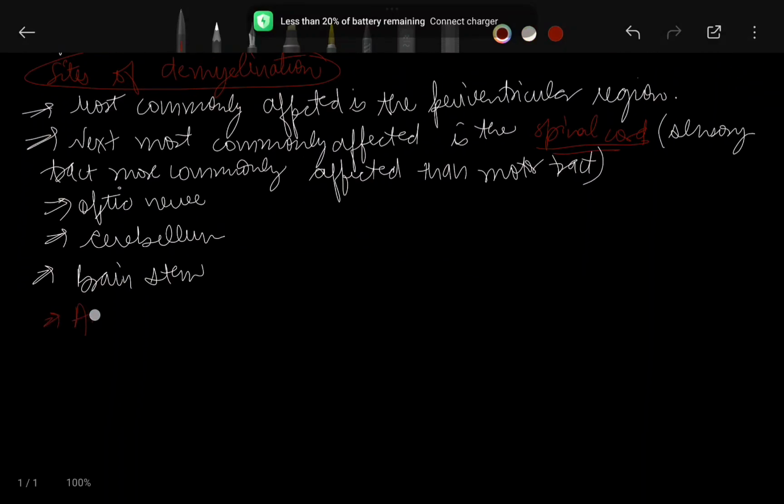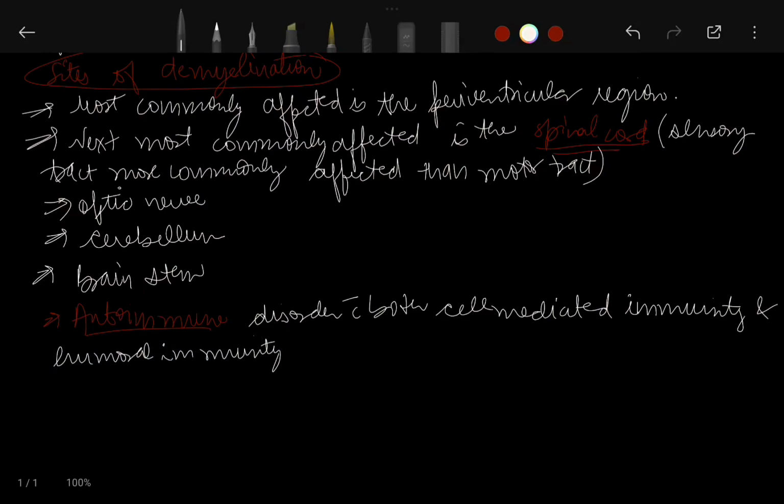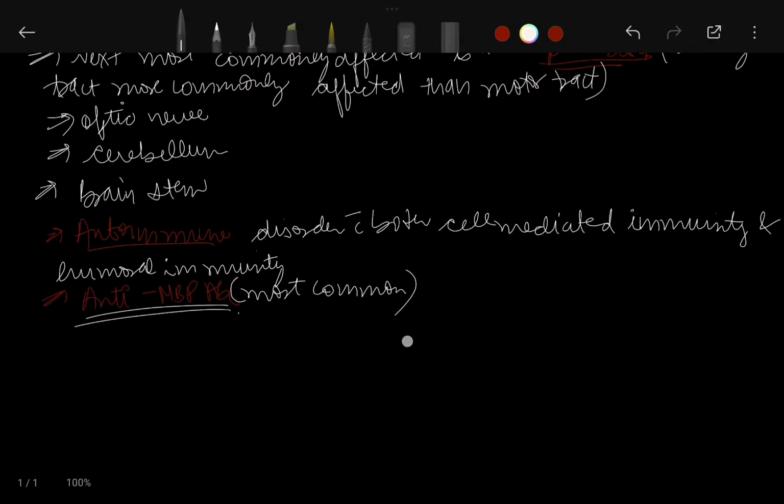Now, it is an autoimmune disorder with both cell-mediated immunity and humoral immunity. In this case, anti-MBP antibody is the most common.